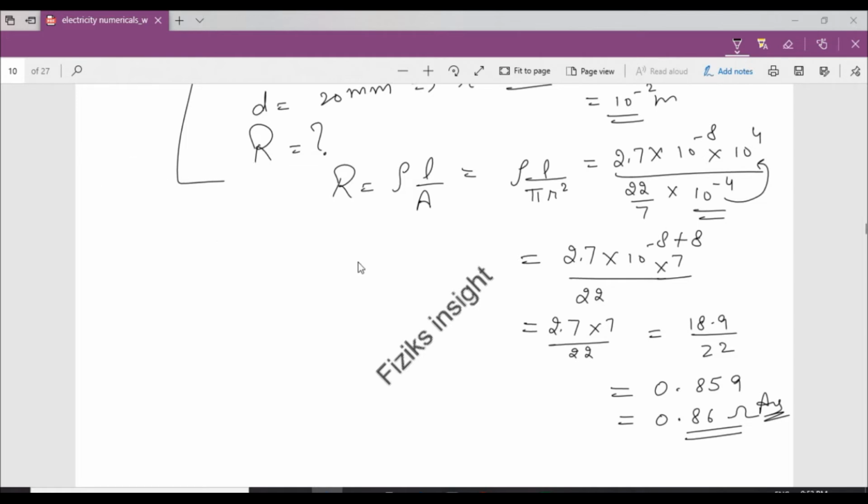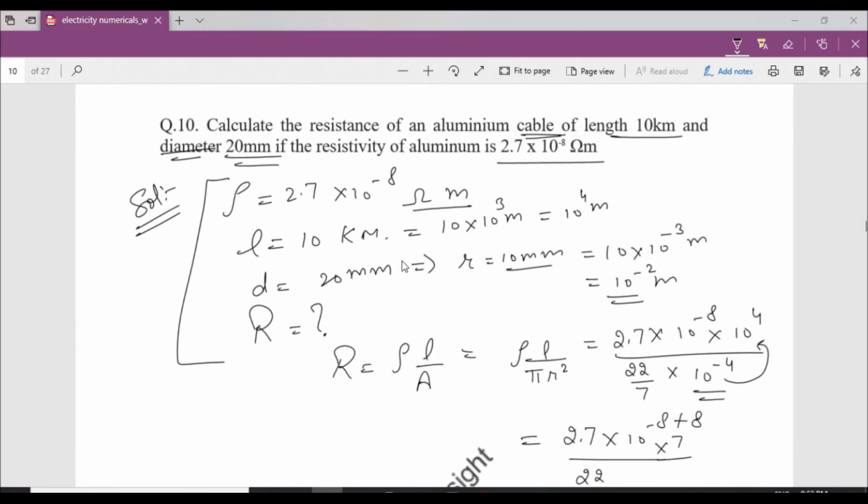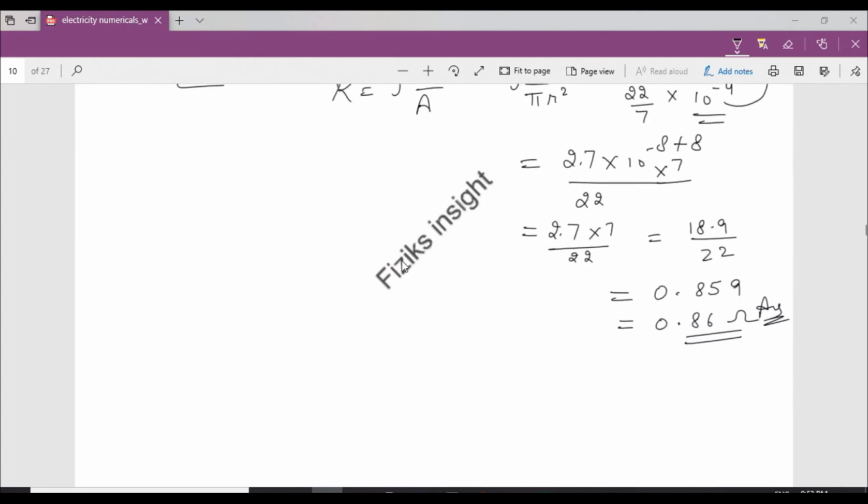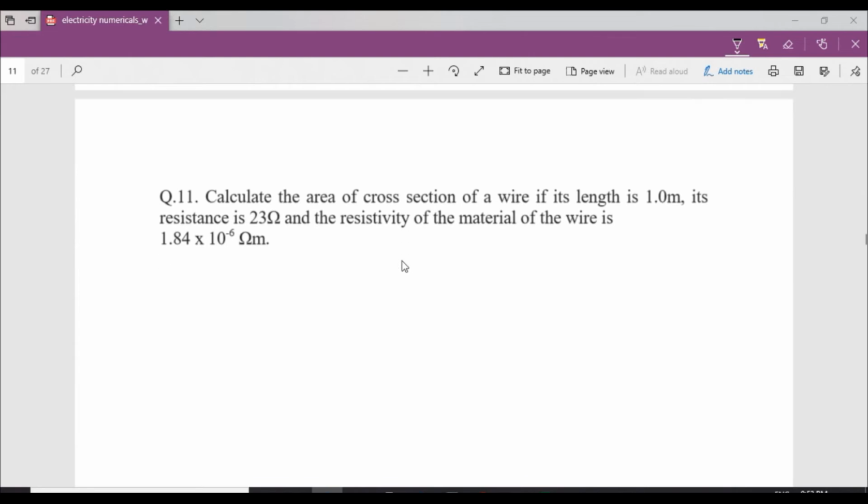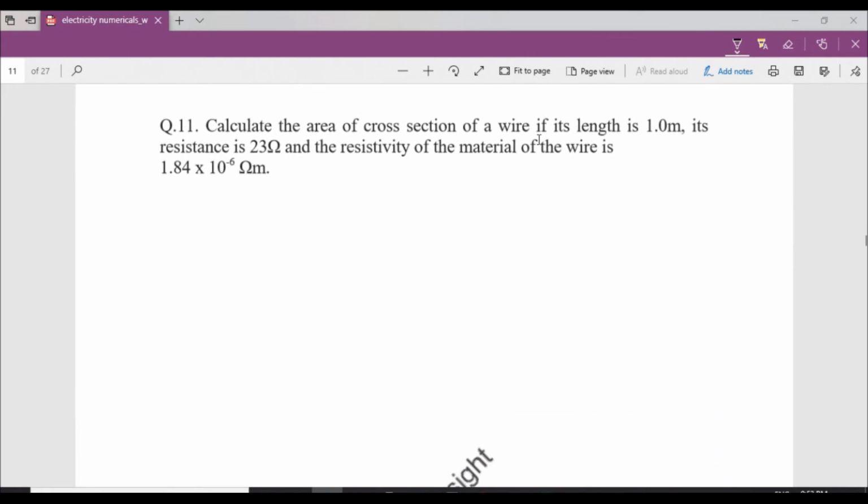Students, I hope this question is clear to you. Okay, so now proceeding to the next question. Question number 11. Calculate the area of cross section of a wire if its length is 1 meter and its resistance is 23 ohm and the resistivity of the material of the wire is 1.84 into 10 raised to the power minus 6 ohm meter. We have to calculate the area of cross section.